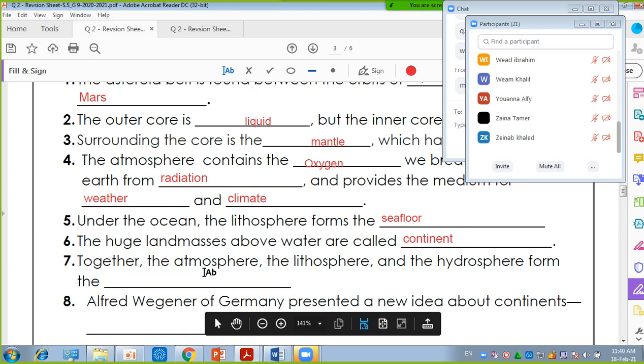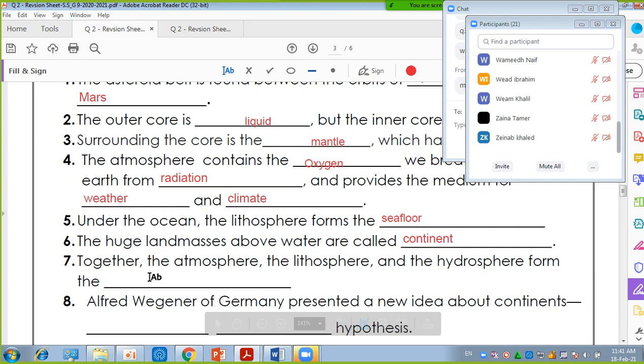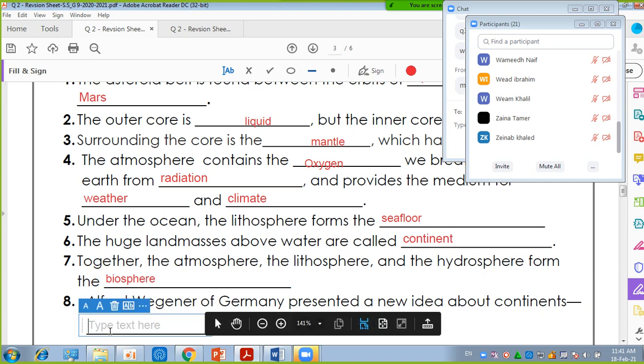Number 7. Together, the atmosphere, the lithosphere, and the hydrosphere form the... cycle? No. There is the hydrological cycle, the circulation of water between the Earth and the atmosphere. Now we are speaking about the spheres. The atmosphere represents the air, the lithosphere represents the Earth or the rock. Yes, excellent. The three together are called the biosphere, which means life itself. Biosphere. Thank you.